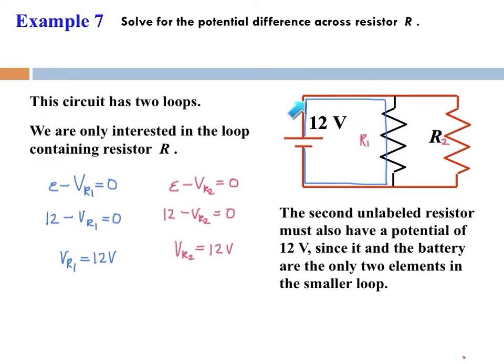If I look at the loop in red, I follow here what I've written in red. Again, the potential across my battery minus the potential across this one resistor in that red path still has to give me 0. That means the potential across this other resistor is also equal to 12.